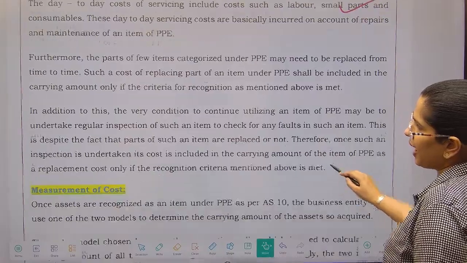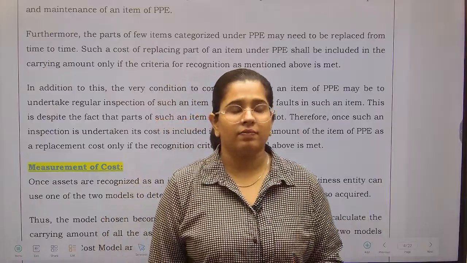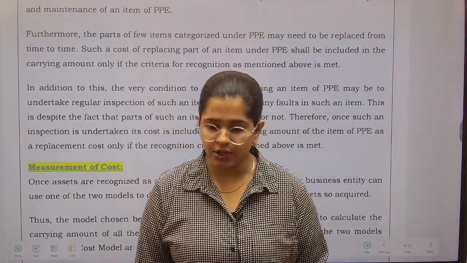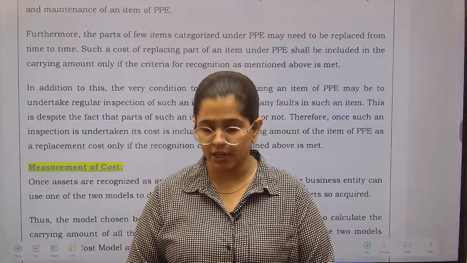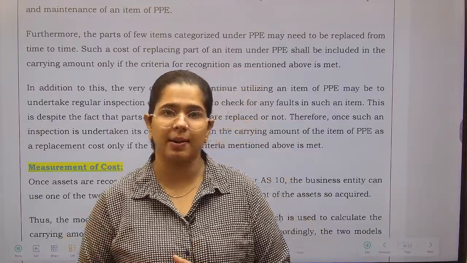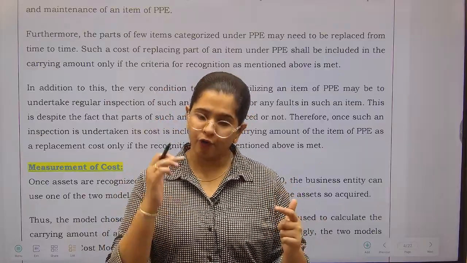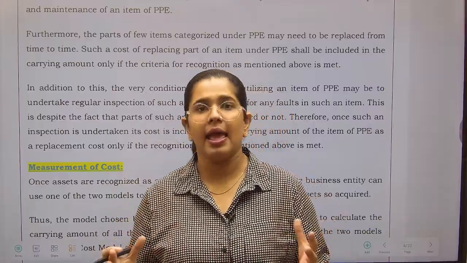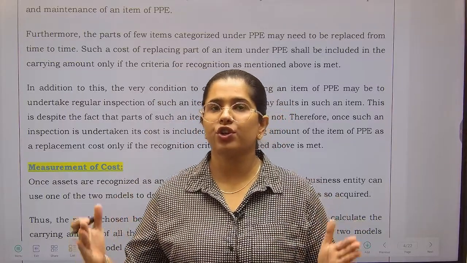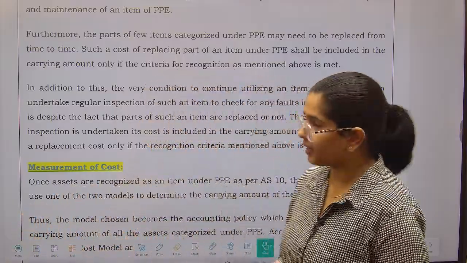देखो अगर मान लीजिए I am operating a particular machinery and the machinery's engine got disturbed and we have to replace that particular engine. अब हमें engine को replace करना पड़ेगा. So replacement cost of a particular part will be added into the carrying amount. ठीक है, वो आप add कर सकते हैं because there is a significant portion of the machinery part which you are replacing. So replacement cost को आप add कर सकते हैं.